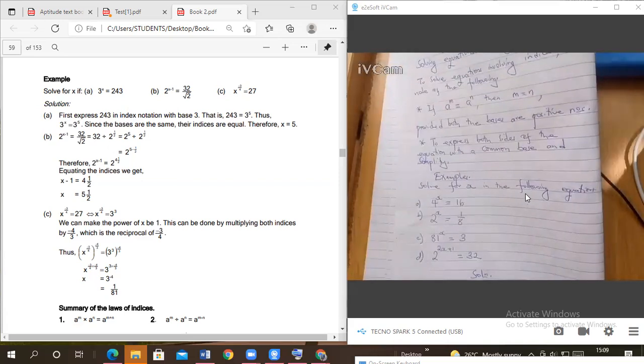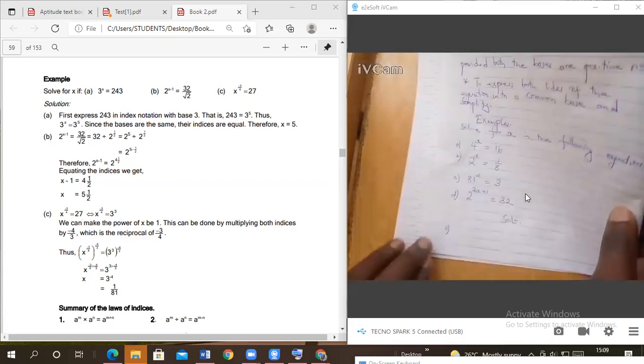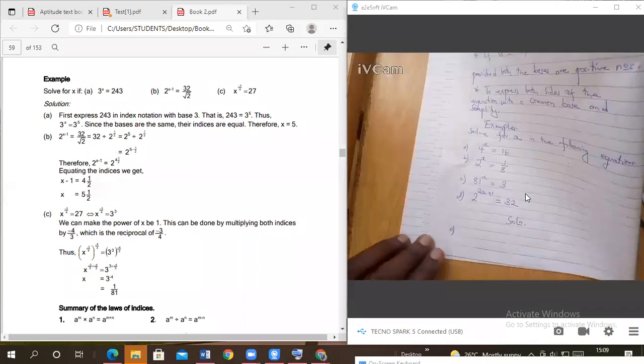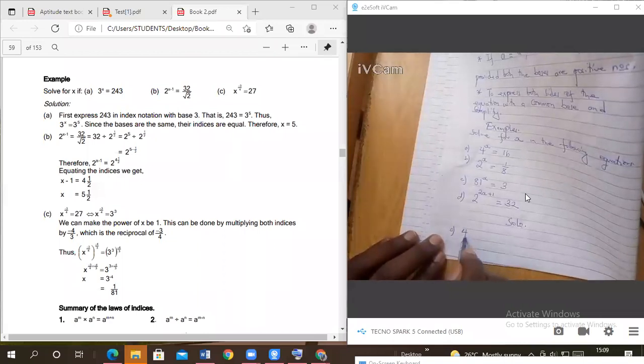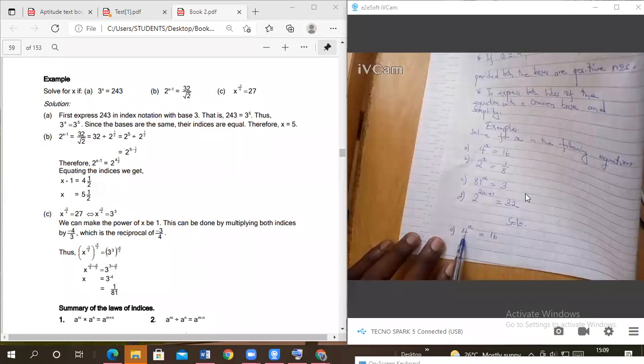So, looking at what we have said, to solve them, they must have the same base. And once they have the same base, then we can equate their powers. Are you together? Yes. So we have 4 to the power x equals 16. When you look at this question, do they have the same base? No. Here we have 4, here we have 16.